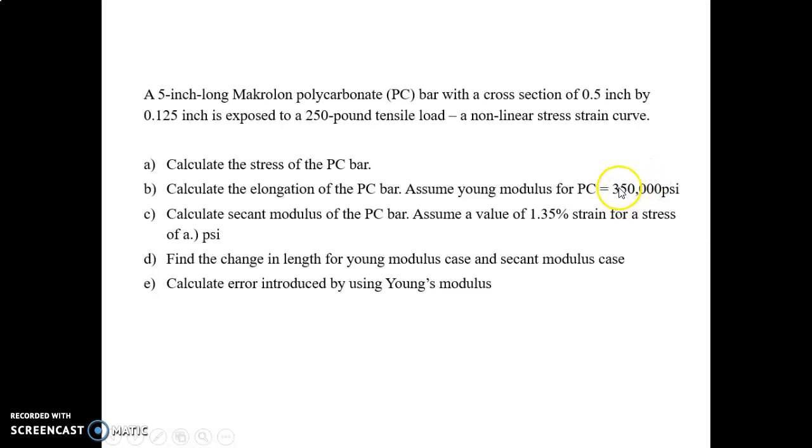Dibagi yang modulus. So, awak kena cari elongation dia by using the yang modulus. Okay, so cara nak kira dia sama dengan awak kena ambil nilai yang awak dapat dekat A ni, stress over yang modulus. So you will get 0 point something, then times with 100 and you will get the percent strain.